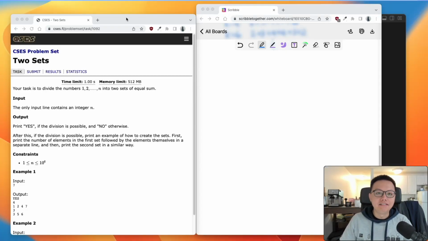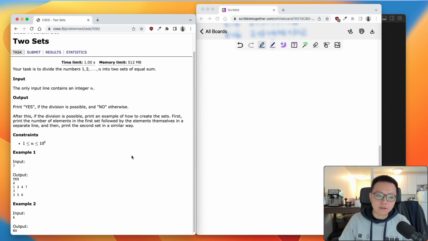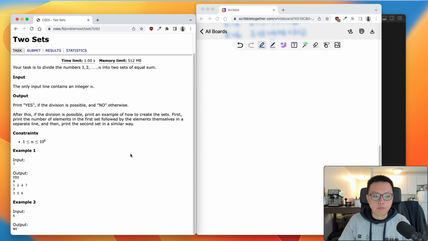Hello everyone, in this video we are going to solve a CSES problem called two sets. You are given an integer n and the task is to divide the numbers 1, 2 up to n into two sets of equal sum. If we are able to do so, we print yes, and we print one example of how to create the sets. Otherwise, we print a no.